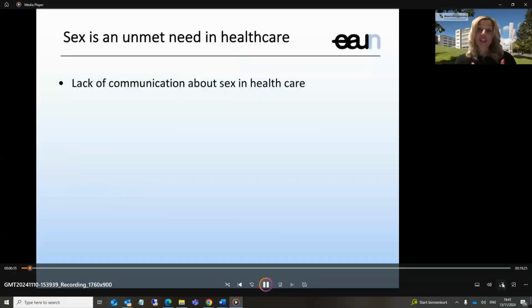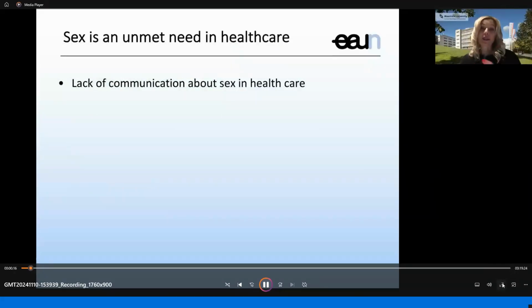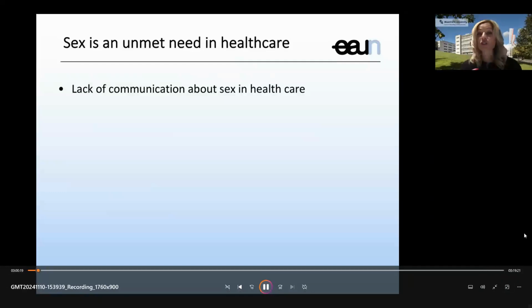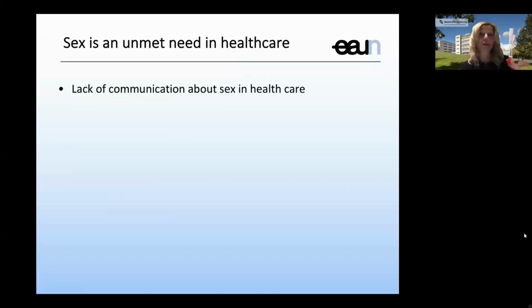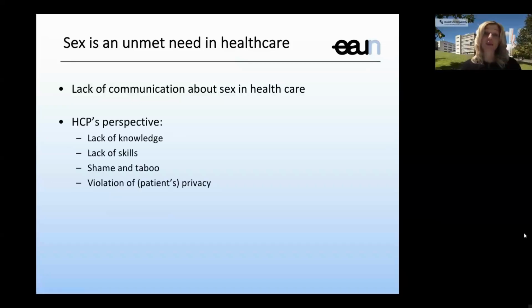Now, in general, we see that healthcare professionals and patients don't talk about sex in healthcare, and this is really an unmet need, and it's from both sides. From the side of the healthcare professional, the barriers to talk about sex are often due to lack of knowledge, lack of skills, personal shame and taboo, but also the idea that you would violate the privacy of the patient if you would start to talk about sexuality.